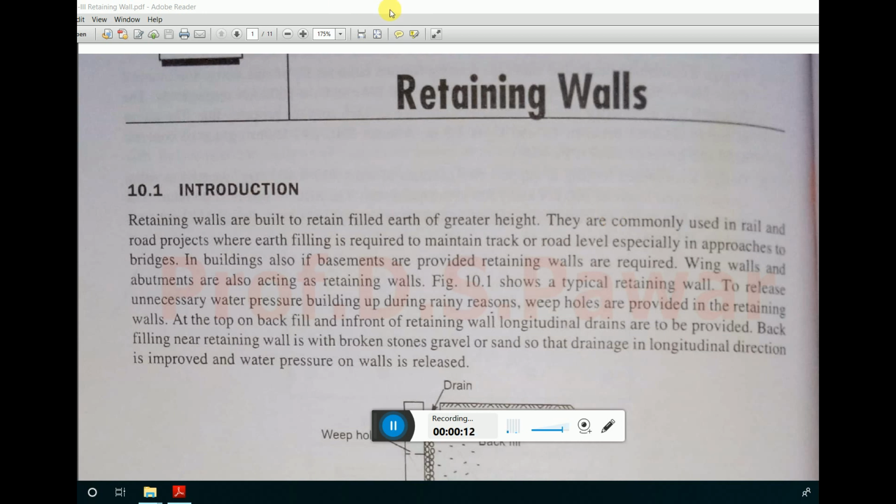The purpose of a retaining wall is generally as an earth retaining structure, which is used in roads, railways and building basements, to retain the soil.